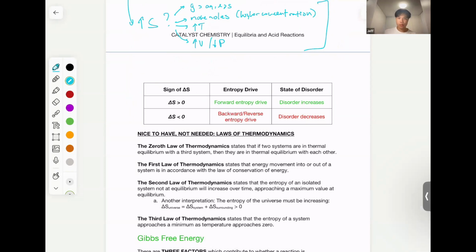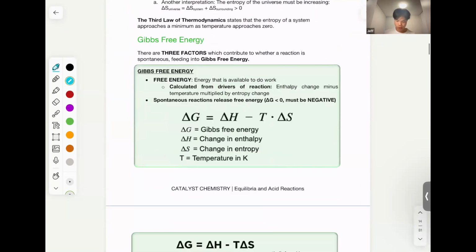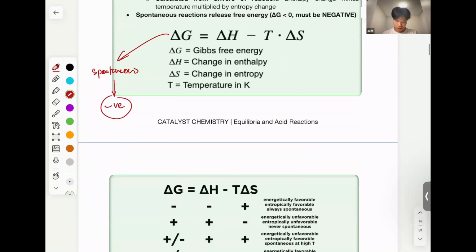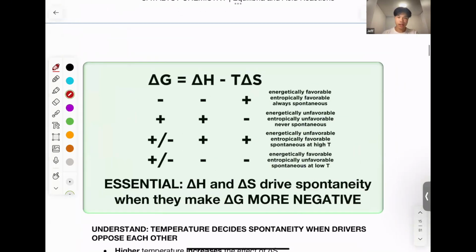Okay. And similarly, entropy drive can either be forward or reverse. And as we know from the Gibbs equation, there are three factors that affect spontaneity. Delta H, T, and delta S. Delta G is spontaneous when it is positive or negative. It is spontaneous when it is negative, of course. So for delta H and delta S, they can either drive the reaction forward or backward, and you should be able to confidently discuss when this is the case.